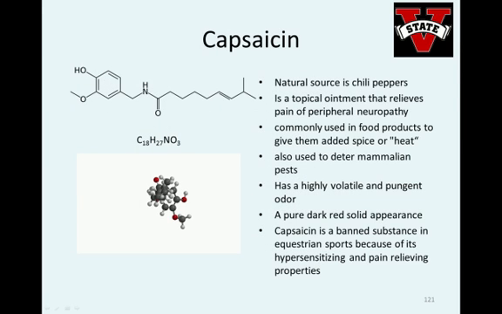Capsaicin is found in chili peppers. It is a topical ointment that relieves pain of peripheral neuropathy, commonly used in food products to give them added spice or heat.